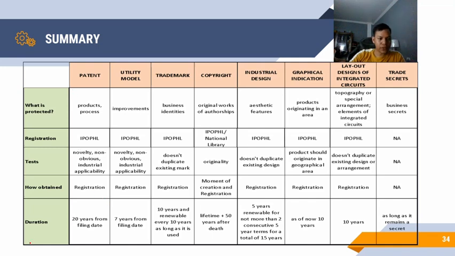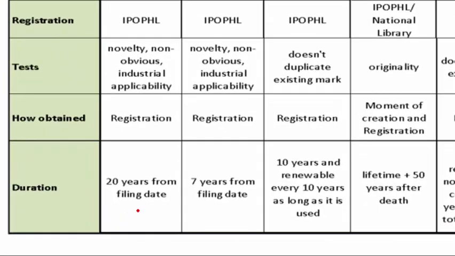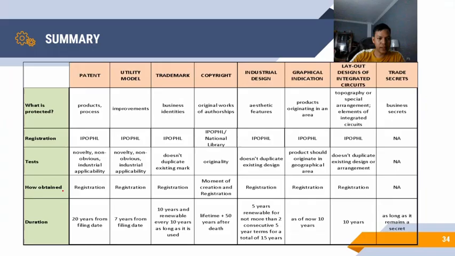As to duration, for the patent it is 20 years from the filing date. So after 20 years, it will expire. For the utility model, it is only 7 years from the filing date. Okay, so as we can see here, the patent is the hardest to have for any of your inventions.